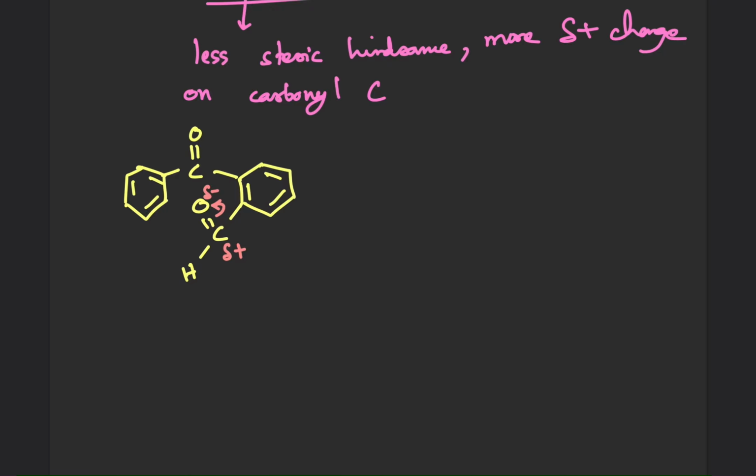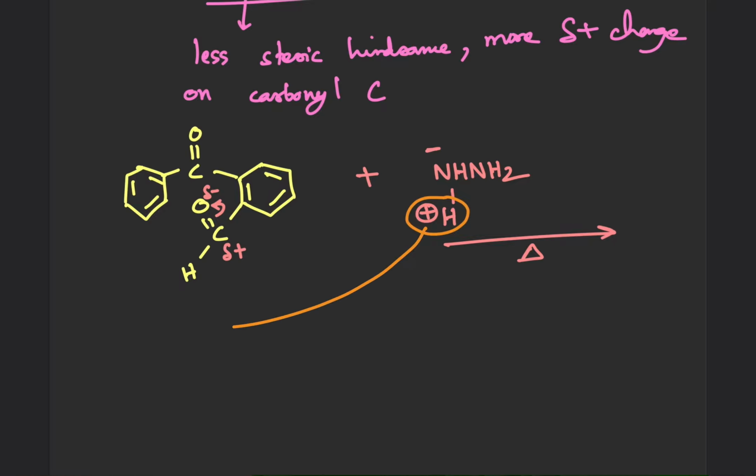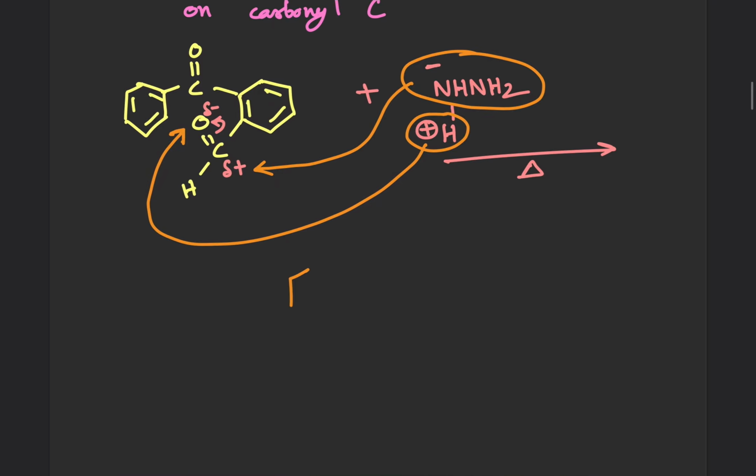So we are reacting this with NH2. I will separate one H. This H will have a positive charge and the rest of the molecule will have a negative charge, in the presence of heat. So what will happen: this H will go and get attached to this oxygen, and the rest of the molecule will come and get attached to this carbon.